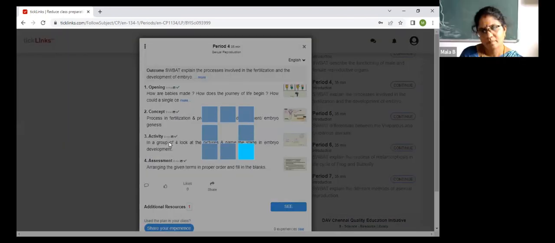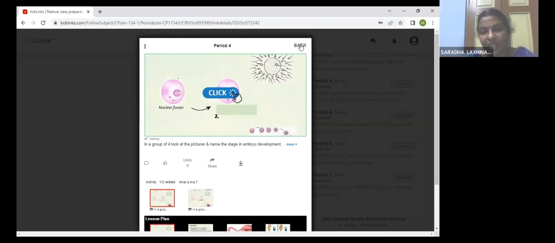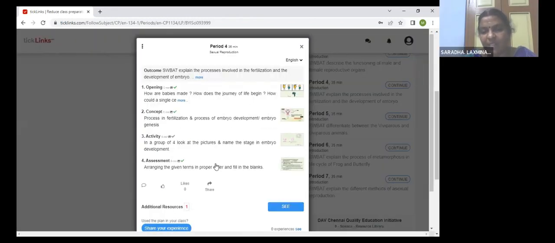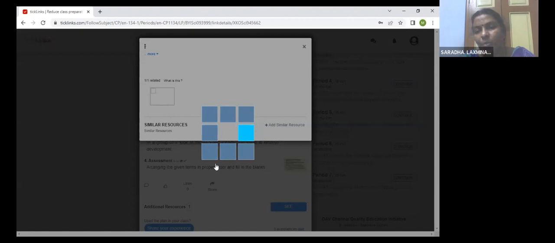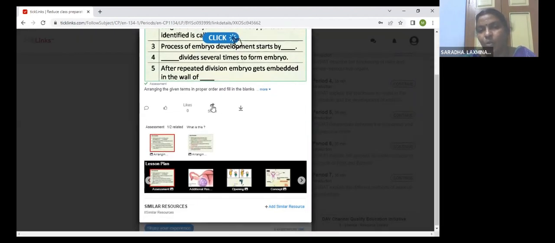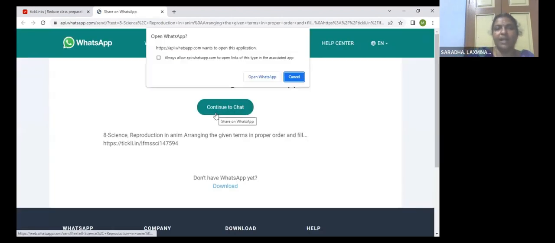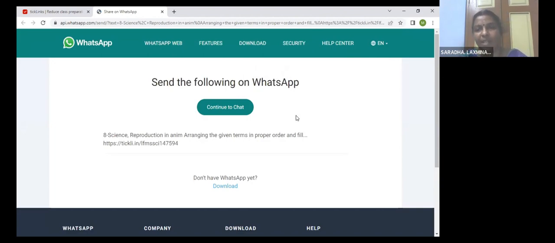What is the activity I'm going to take for this? What is the assessment I'm going to have? Everything is given. For that period, what could I do? So I can give this as an assessment. Through WhatsApp also, I can share this. So I can share on WhatsApp whatever activity is there with our students. So this will be a very useful thing. That's what I thought I will share with you.